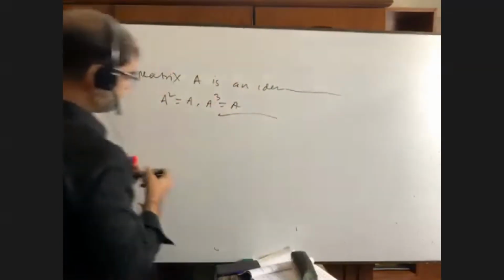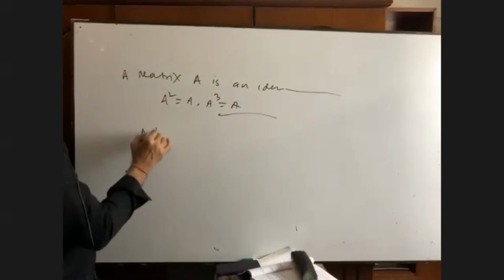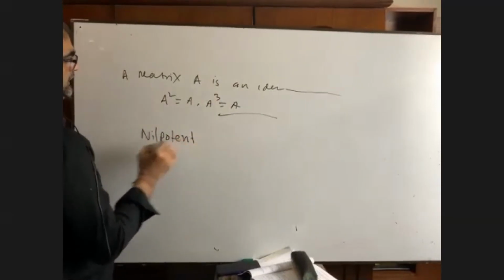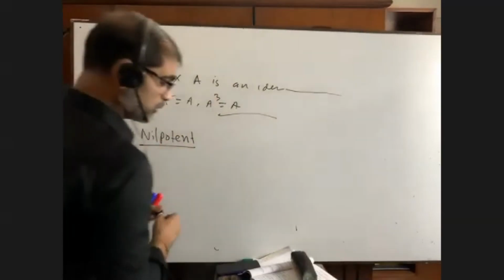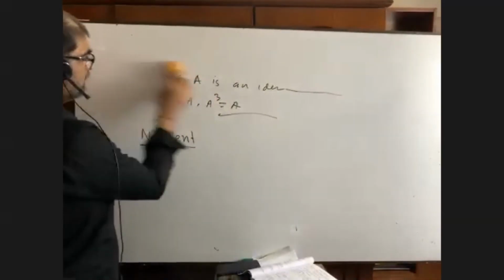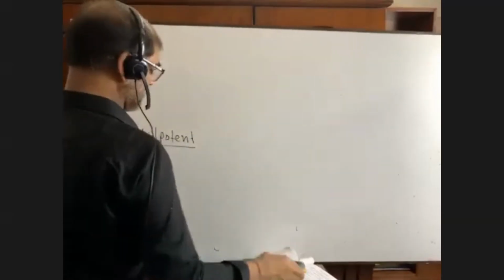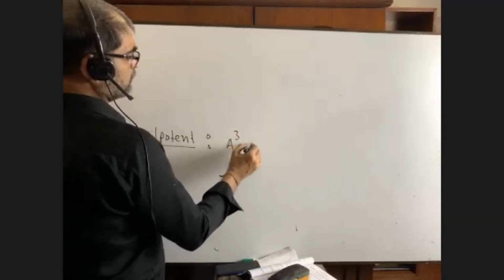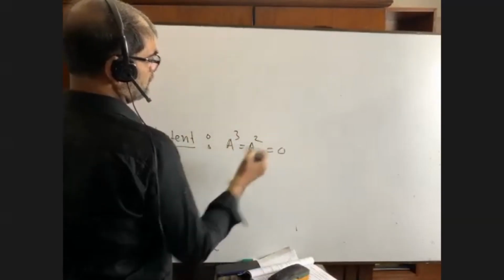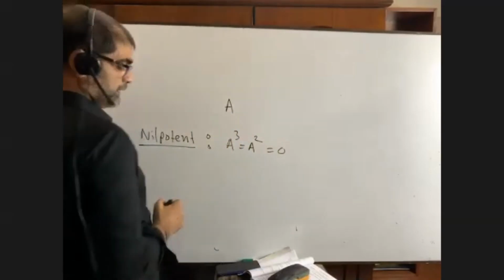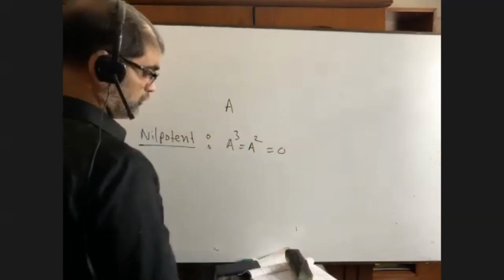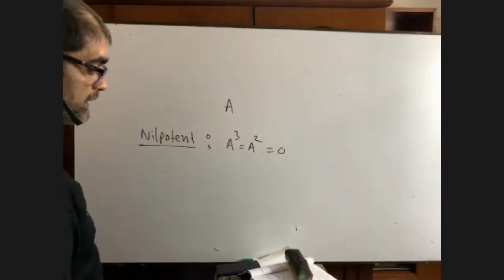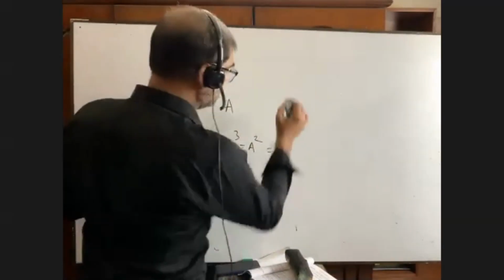Nilpotent. That was idempotent and now it is nilpotent. A matrix A will be nilpotent if and only if A cube equals to A square equals to 0. A matrix is nilpotent if we get A cube equals to A square equals to 0. I am giving you an example.